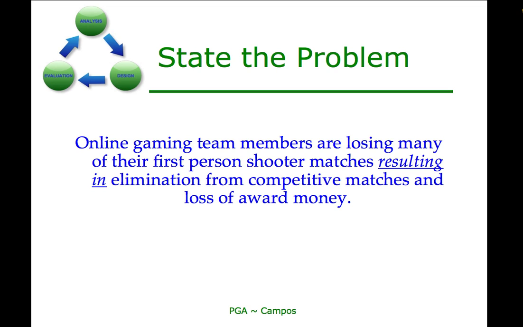Here's another example. Online gaming team members are losing many of their first-person shooter matches, resulting in elimination from competitive matches and loss of award money. So again, we have individual performance, the online gaming team members losing the matches, and the consequence for the organization. In this case, the online gaming team is eliminated from these competitive matches and is losing out on money.